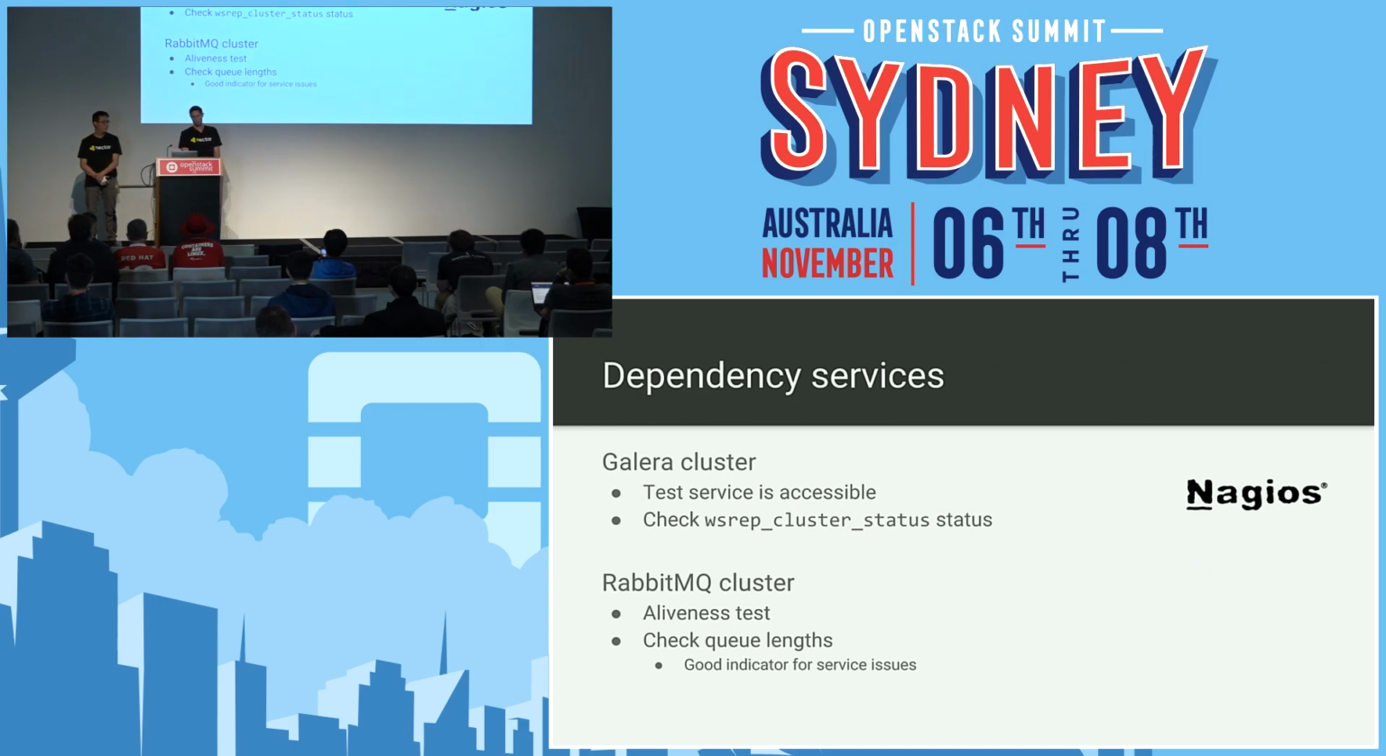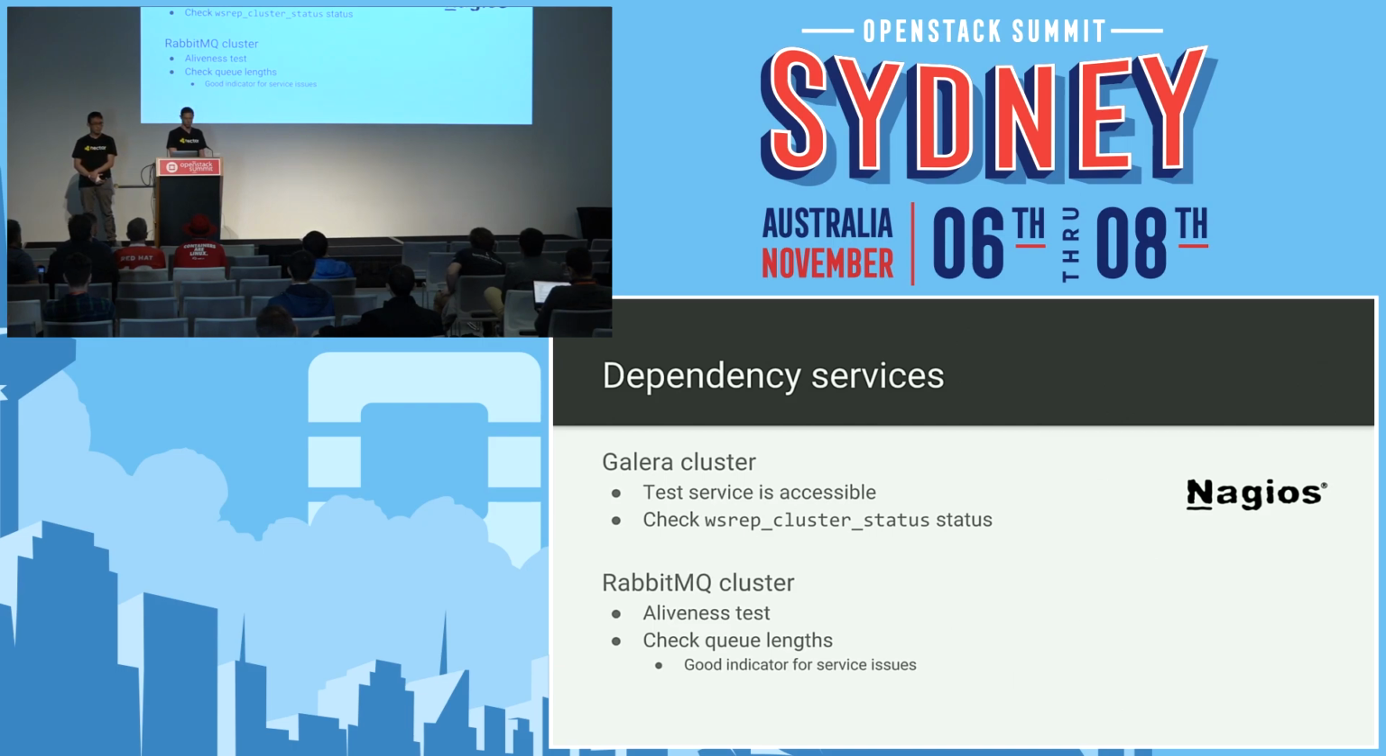So there's also dependency services. So we run a Ganglia cluster for MariaDB. We've got a couple of tests. One just tests that the service is okay. Can we connect to the database? Can we do a basic query? We also test for the cluster sync status as well. That's very helpful because sometimes it can go down. And when you're running a Ganglia cluster, it just keeps on running. So if you don't get an alert, things could get out of hand very quickly.